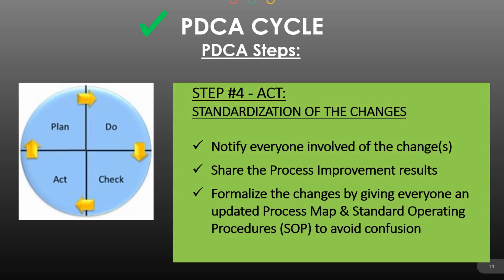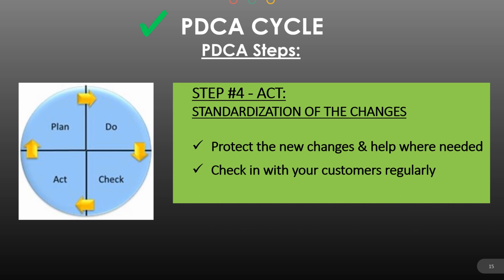Notify everyone involved of the changes. Share the process improvement results. Formalize the changes by giving everyone an updated process map and standard operating procedures, SOP, to avoid confusion. Protect the new changes and help where needed. Check in with your customers regularly.